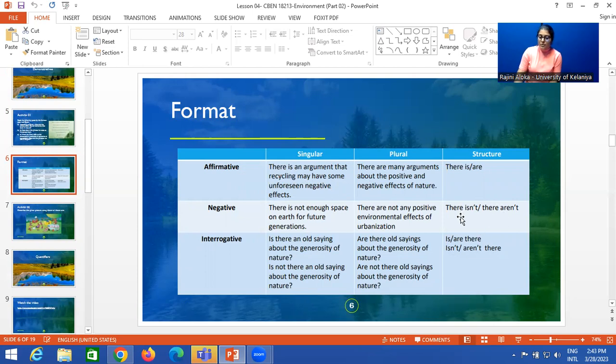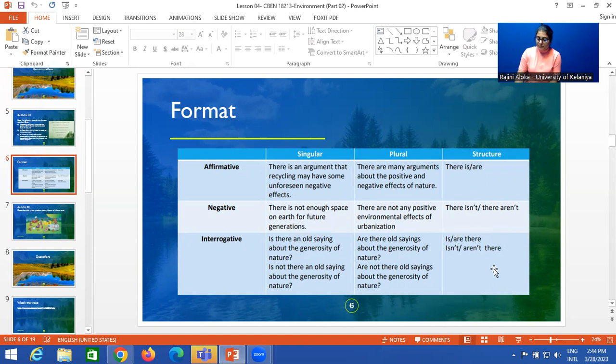So moving on to, if we want to say, have a negative connotation, we use there isn't or there aren't. There isn't we use with singular, one. There is not or there isn't enough space on earth for future generations. There aren't we use with plural. There aren't or there are not any positive environmental effects of urbanization.